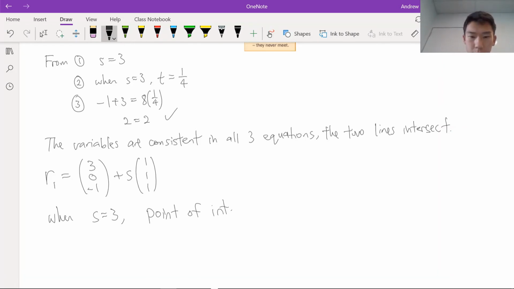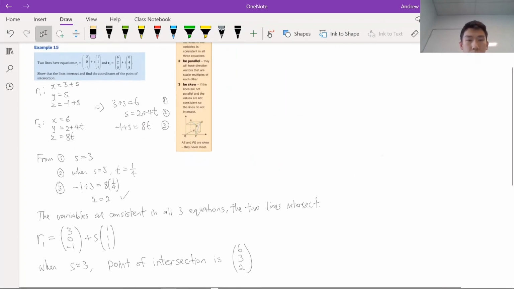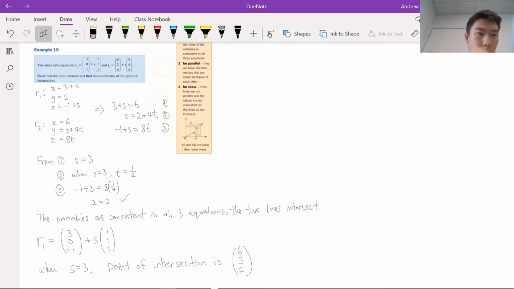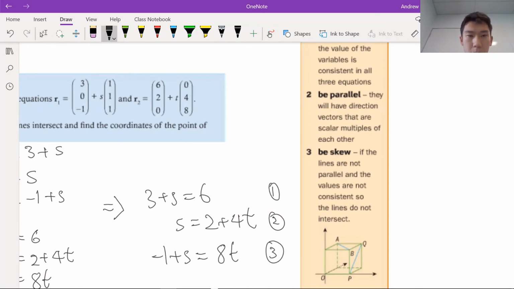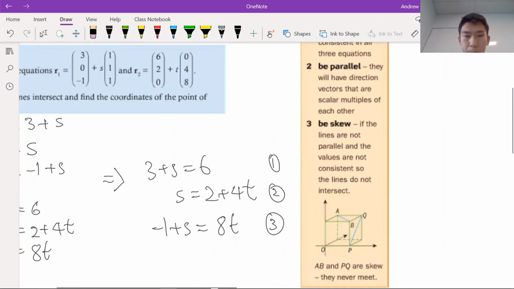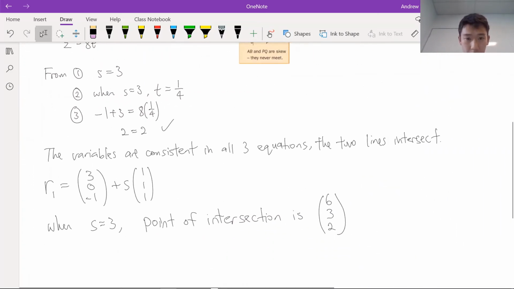Why does it keep doing that? That's right. Point of intersection is, so basically sub in 3 and work it out. So it'll be 3 plus 3, 6, 0 plus 3, 3, negative 1 plus 3 is 2. Alright, and this will work if we do a quick mental calculation. This should work for the other line as well. So when t equals a quarter, 6 plus 0 is 6. 2 plus a quarter of 4 is 1, is 2 plus 1, which is 3. Yep. And then 0 plus a quarter of 8, which is 2. Yep, so it works. Right, so there's our point of intersection.